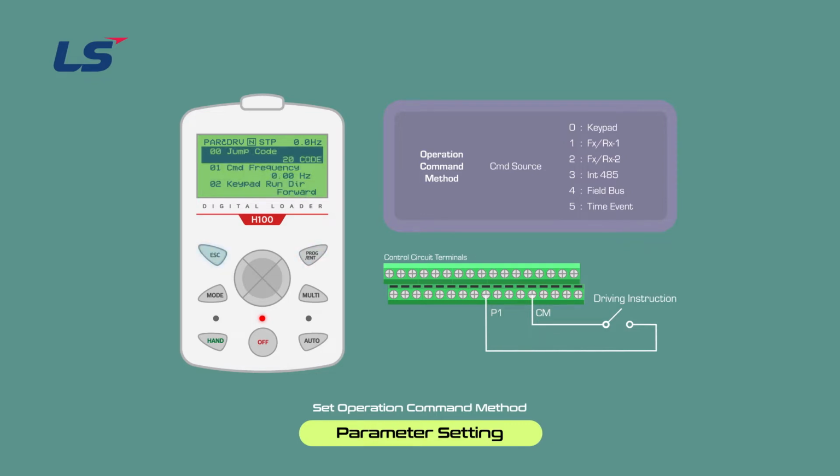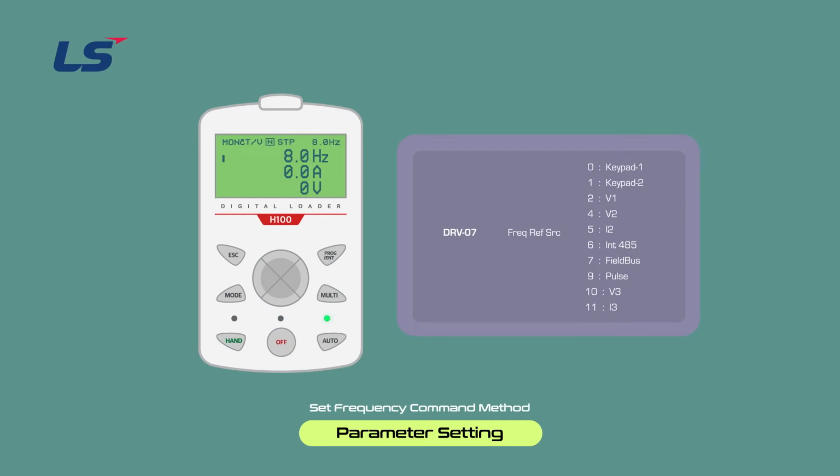To enter a driving command, first press the auto key to set it to remote mode. Since the command source has been set to the terminal, turn on the switch connected to P1 to check if it is started. The parameter related to the frequency reference source is changed in DRV7. For now, we will set the frequency to be changed with the keypad. If you want to set it as current, voltage, or communication, refer to the table.